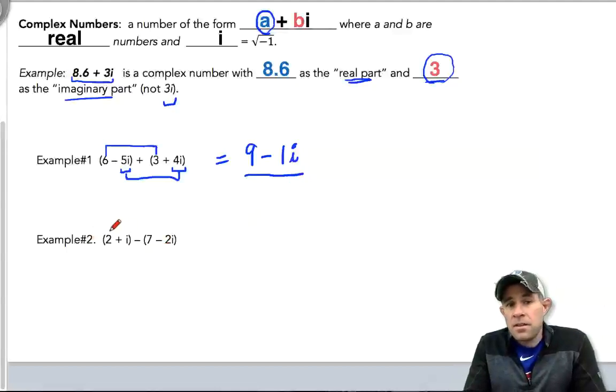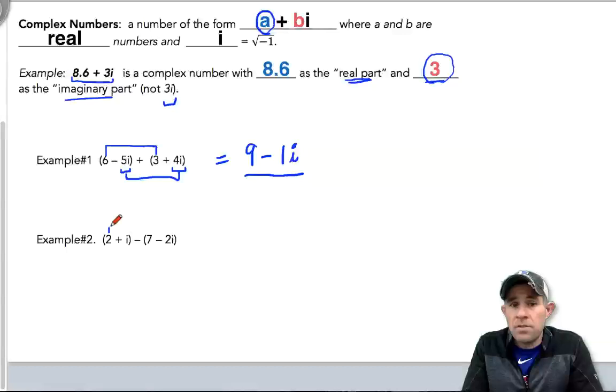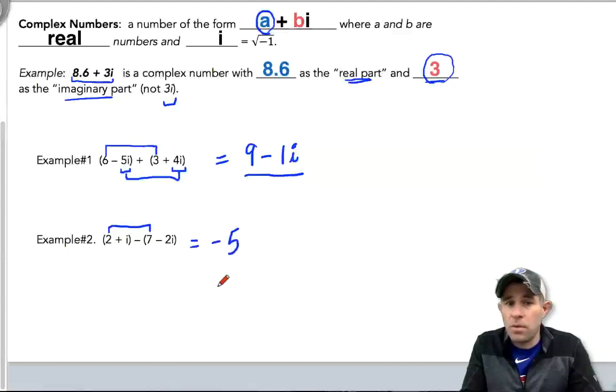Let's take a look at this next example. We have 2 plus i minus 7 minus 2i. Now again, you have to be careful with this minus between these two complex numbers. It really means you need to distribute that minus to both of those terms inside. So I have a 2 minus 7, that's going to give me a negative 5 for my real part. And then I have an i minus a negative 2i, so that's going to act as adding a positive, and that results in positive 3i.